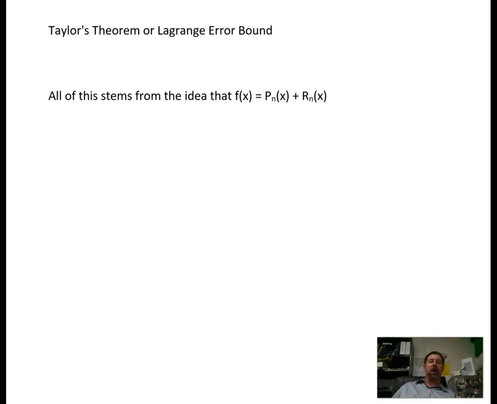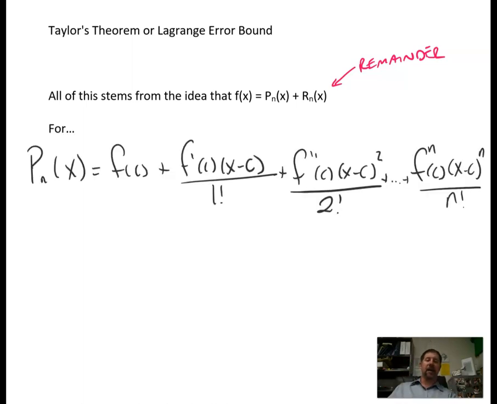And back when we talked about alternating series, we called this amount of error our remainder, right? So the real value of the function is going to equal the approximation plus some remainder, some amount of error from the original thing, okay? So we're building off that idea right there. And this is for some Taylor polynomial written generally as f of c plus f prime of c times x minus c over 1 factorial, f double prime of c times x minus c squared over 2 factorial, and so on to some nth degree, right?